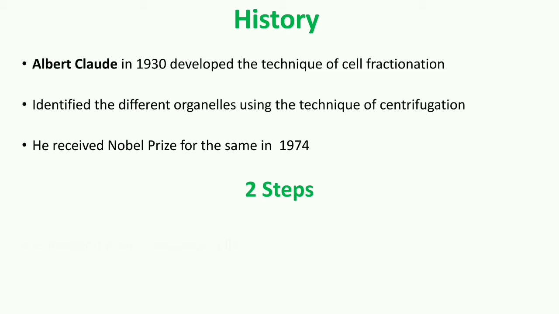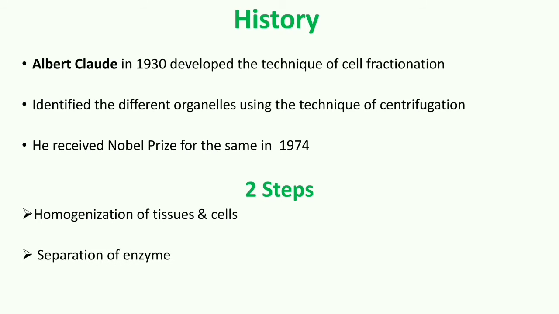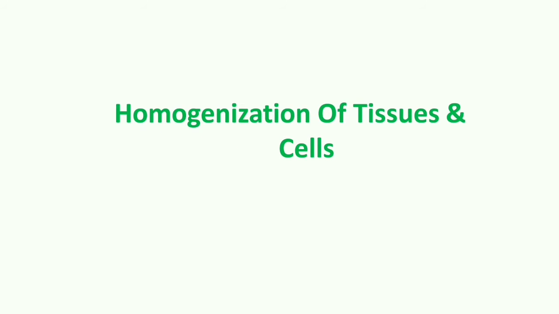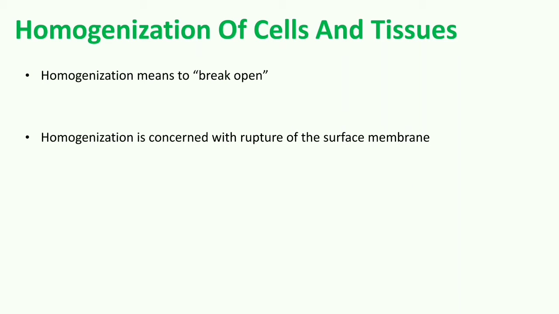Cell fractionation mainly involves two steps, first being homogenization of the tissues and cells, and the second being separation of enzymes. So let us see the first step, that is homogenization of cells and tissues. Homogenization literally means to break something open.